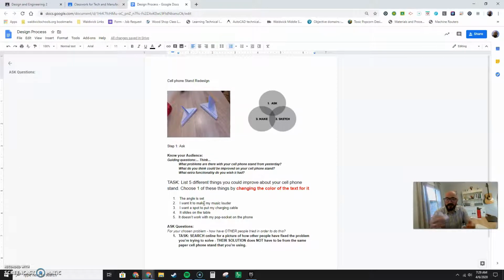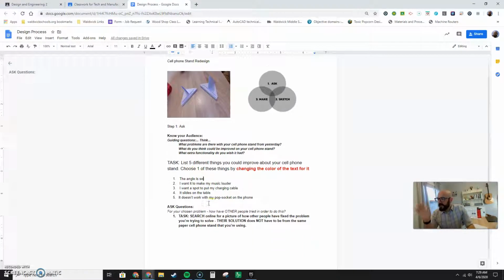These are all problems. Yours could also include aesthetics, whether or not it looks desirable. It could be portability. These are all problems that you can list out very quickly. But at this point in the design process, we need to choose one. You can't fix everything all at once. It's like the scientific method, where you only change one variable to study whether or not you're making a change.